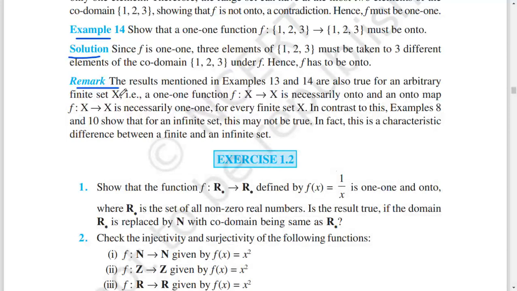Remark: the results mentioned in Examples 13 and 14 are also true for an arbitrary finite set X. That is, a one-one function f: X to X is necessarily onto, and an onto map f: X to X is necessarily one-one, for every finite set X. In contrast to this, Examples 8 and 10 show that for an infinite set this may not be true. In fact, this is a characteristic difference between a finite and an infinite set.